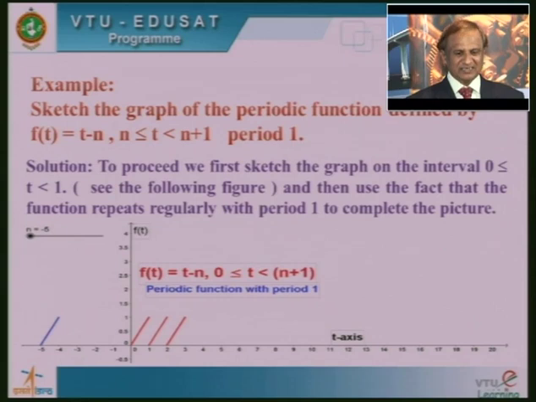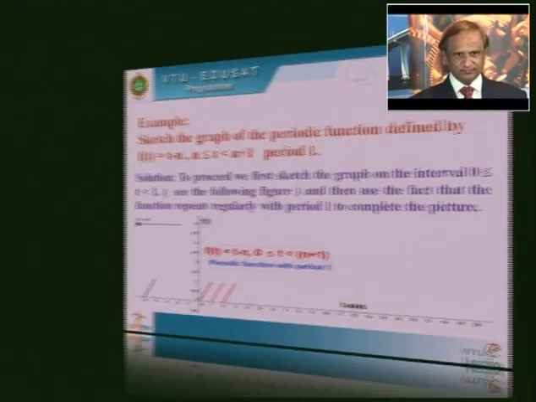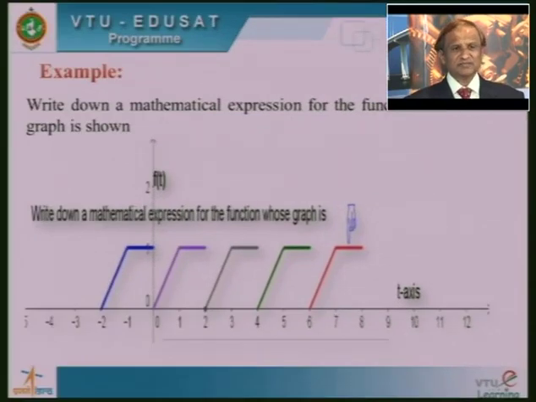Similarly, the second red color line lies between 1 and 2, and the next line lies between 2 and 3. How is it possible? In the given function, you have to replace n by 0, 1, 2, 3 and so on, and then you will get this type of graph. The difference between the first line and the second line is 1, and similarly the difference between the second and third line is also 1. It means the period is 1. That line is shifting on either side of the t axis. It is also an example of a periodic function.